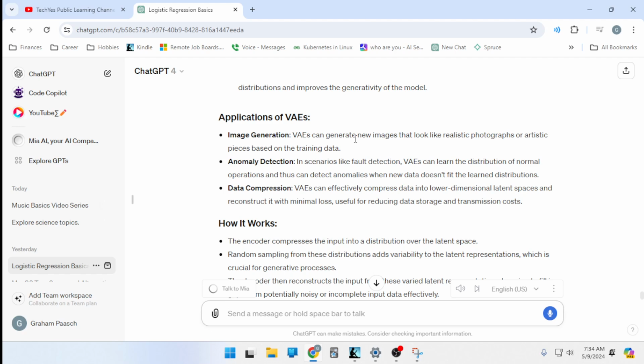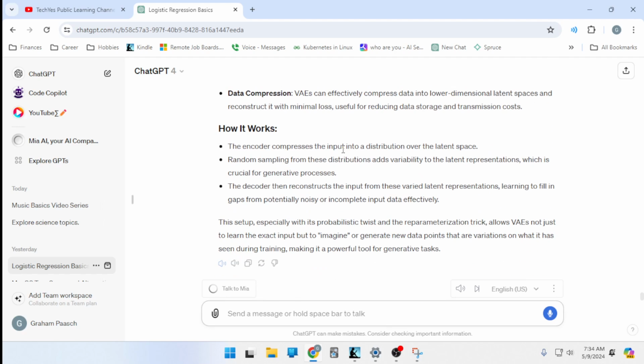How it works. The encoder compresses the input into a distribution over the latent space. Random sampling from these distributions adds variability to the latent representations, which is crucial for generative processes. The decoder then reconstructs the input from these varied latent representations, learning to fill in gaps from potentially noisy or incomplete input data effectively. This setup, especially with its probabilistic twist and a reparameterization trick, allows VAEs not just to learn the exact input but to imagine or generate new data points that are variations on what it has seen during training, making it a powerful tool for generative tasks.